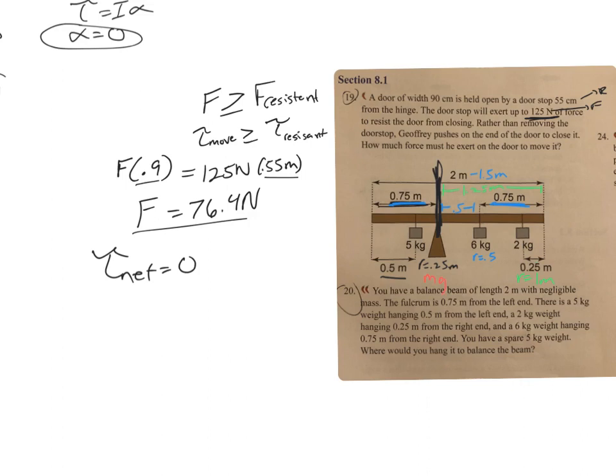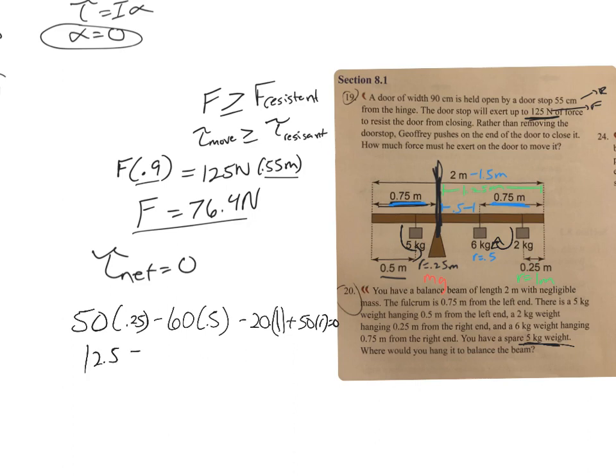So I'm going to do 50 times 0.25, and that's pulling it this way. These are pulling it this way, so they're going to have to subtract them. They're on opposite sides. So minus 60 times 0.5, minus 20 times 1. And then I'm going to add in that spare 5 kilogram weight, which would be 50, mass times 10, remember, times R. And all of that has to add together to be 0. So 50 times 0.25 is 12.5 minus 30 minus 20 plus 50R is equal to 0.